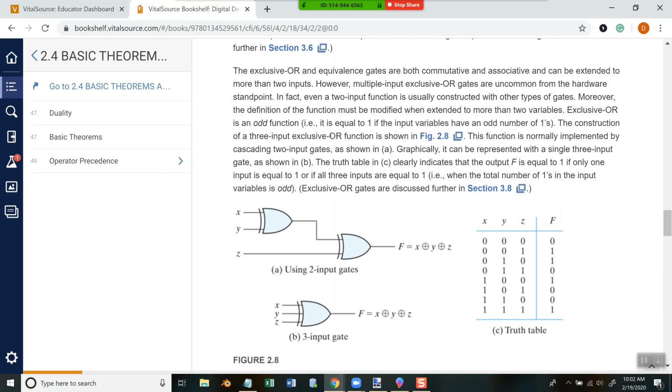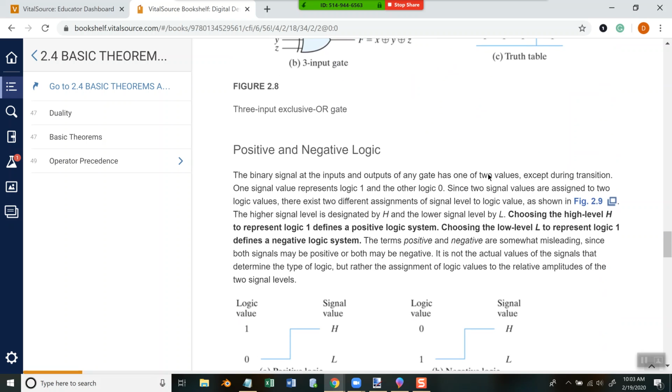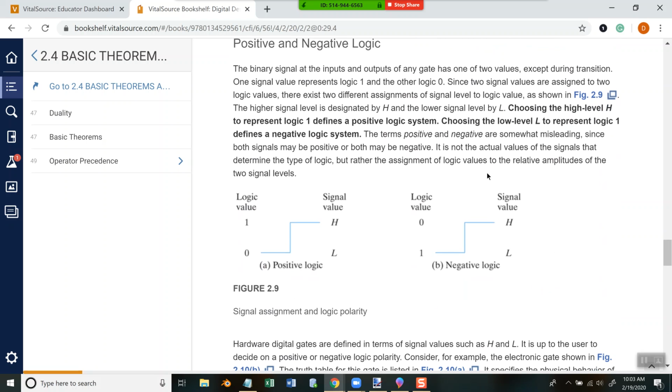The construction of a 3-input exclusive OR gate is shown in figure 2.8. So you see that down here. The function is normally implemented by cascading 2-input gates as shown in A. Graphically it can be represented as a single 3-input gate shown in B. The truth table in C clearly indicates the output F is equal to 1 if only one input is equal to 1, or if all 3 inputs are equal to 1. And they say we'll talk about it further later. Okay.